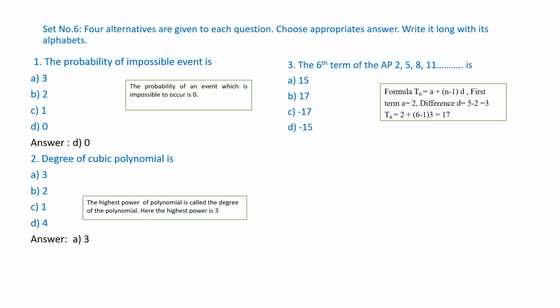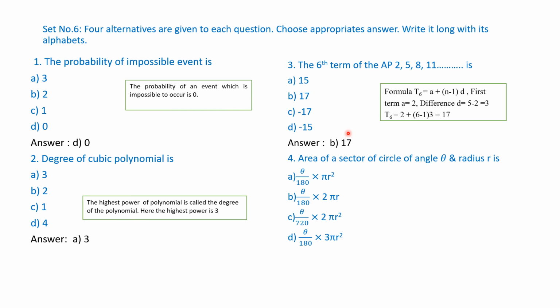The difference is given by the difference between the second term and the first term, that is 5 minus 2. Therefore D is 5 minus 2 equals 3. Substituting in the formula, T6 is equal to 2 plus 6 minus 1 into 3. Simplifying, we get T6 is equal to 17. Hence 17 is the answer. So option B is the correct answer. We will lock it. Therefore B is 17.